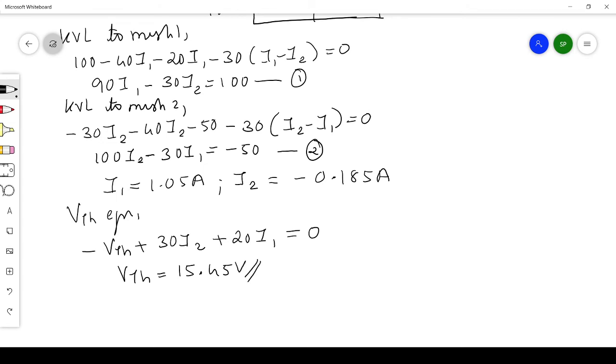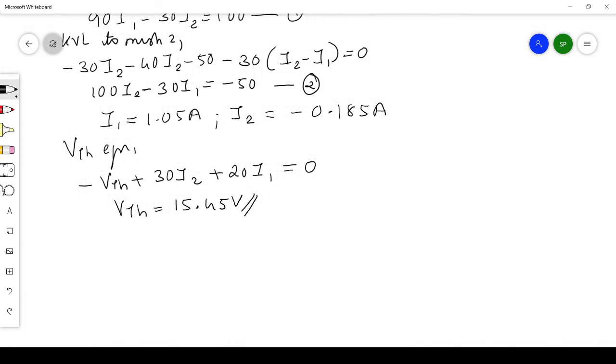Substitute it and find the value for VTH. So the second step is to find RTH. RTH is the Thevenin equivalent resistance.